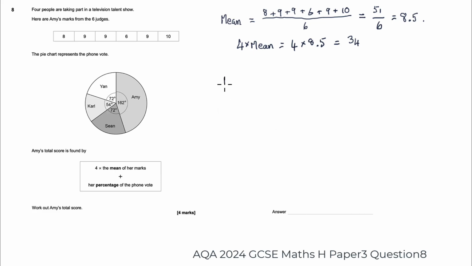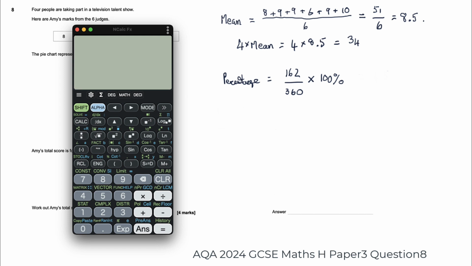So her percentage would be 162 out of the total possible degrees round there, 360. That's not a percentage. To turn it into a percentage, you multiply it by 1. Well, 1 in the guise of 100%. 100% is just another way of writing 1 down. So the calculation is 162 divided by 360 times 100. That gives us 45. So it's 45%.